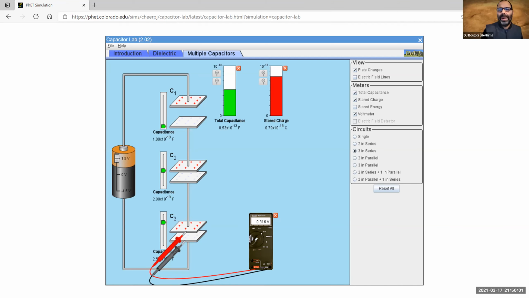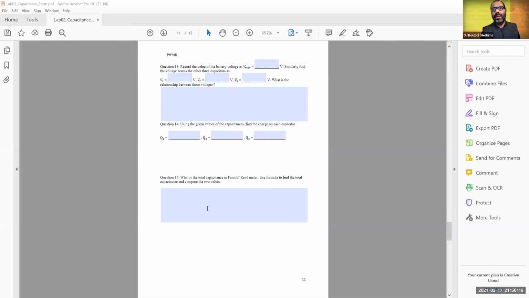So again, let's go back into the lab instructions. Let me stop sharing that screen and share the screen. So now we have all the setup correctly, and we want to record the values. The value of the battery is 1.5 volt. Similarly, find V1 across the first one. It was 0.78 or something like that. V2, how much it was, and V3, how much it was.